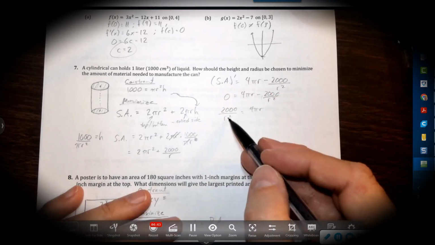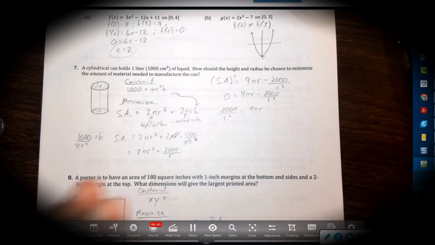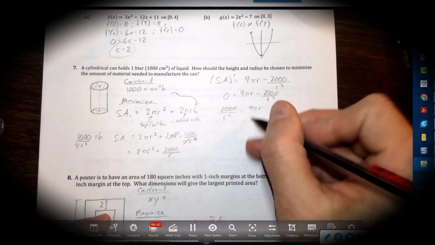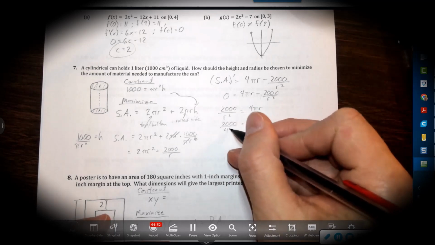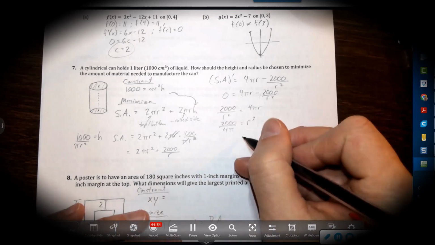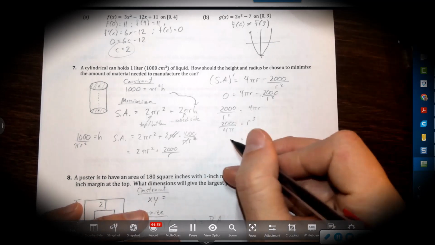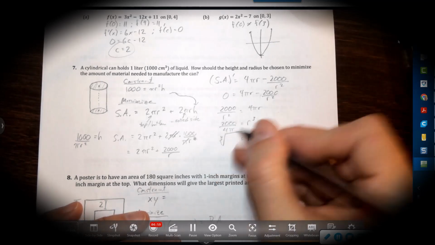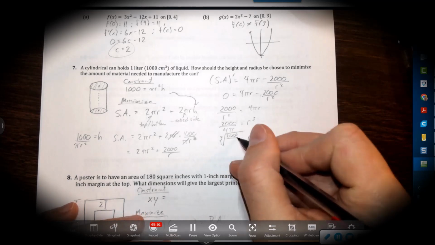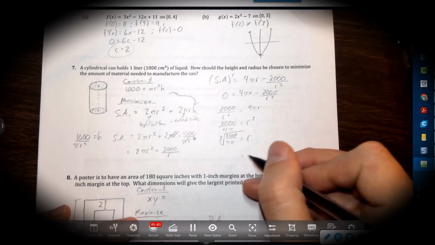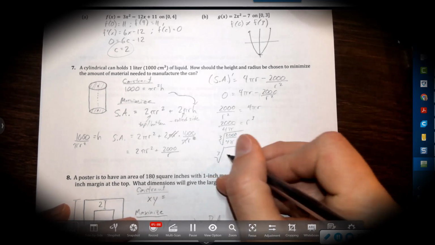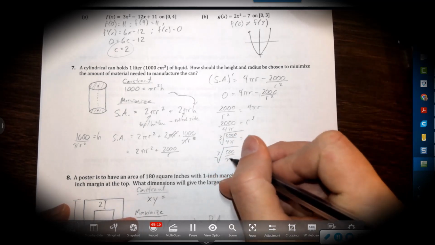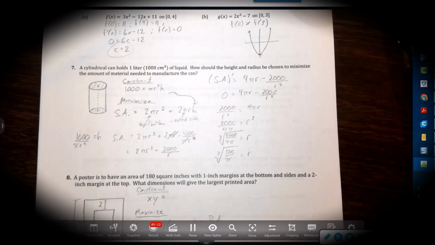Okay. Now we're basically going to multiply both sides. But why not just multiply the r to the third power and move that 4 pi down here? Okay. So what we have is r equaling the third root of 2,000 divided by 4 pi. That can be reduced down a little bit to the third root of, what is that, 500? 500 over pi. Now, I don't know what that number is, but it's right.